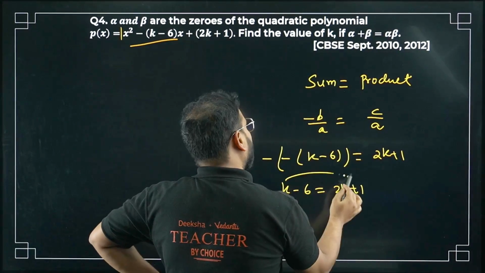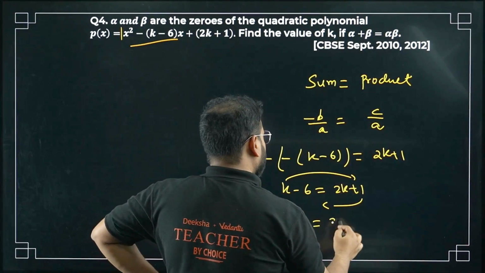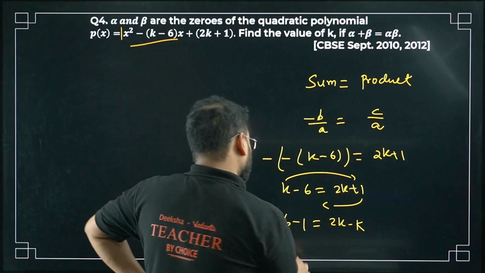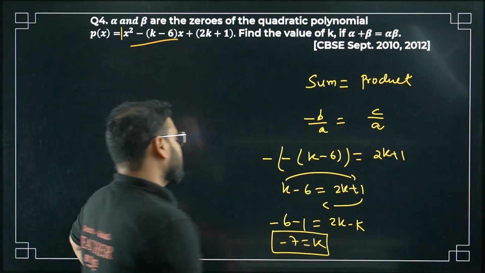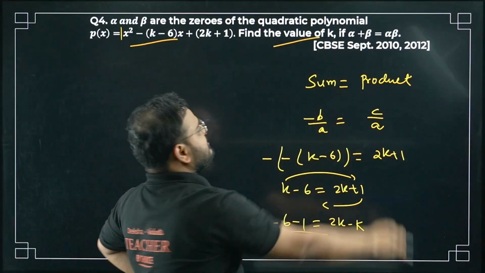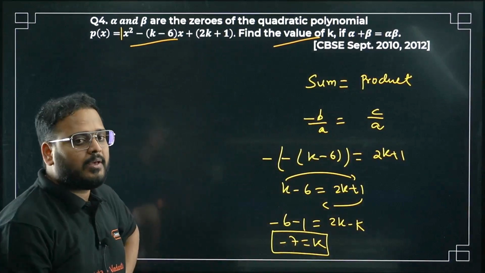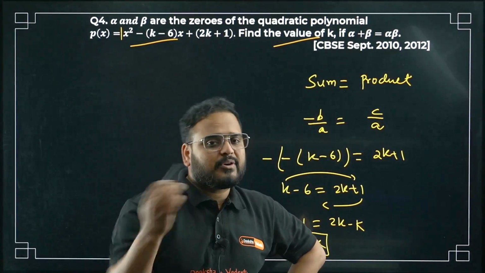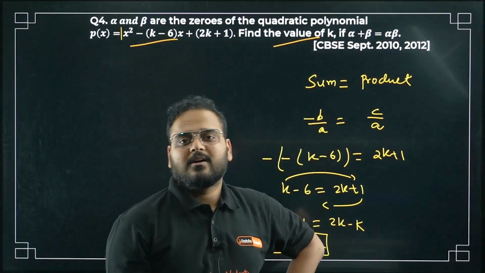Bring k on this side and bring 1 on this side. Minus 6 minus 1 equals 2k minus k. So I get minus 7 equals k. Minus 7 equals k, that's your answer. Find the value of k. Asked in the CBSE September 2010 and 2012 papers. Very good question. It was only a 2 marker, so it can be asked this time as well. A similar question can be asked. That's why we are taking these questions over here. The concepts are very, very important.